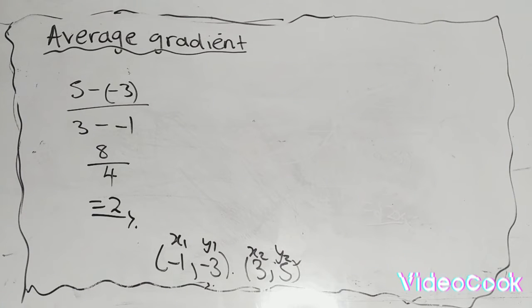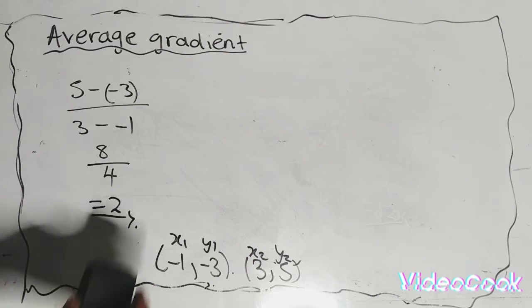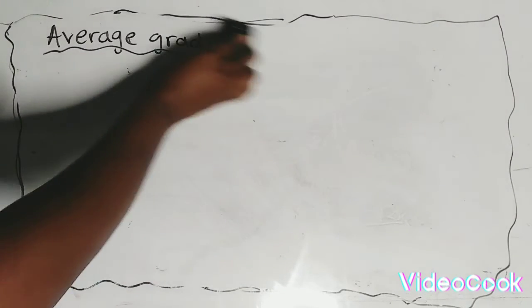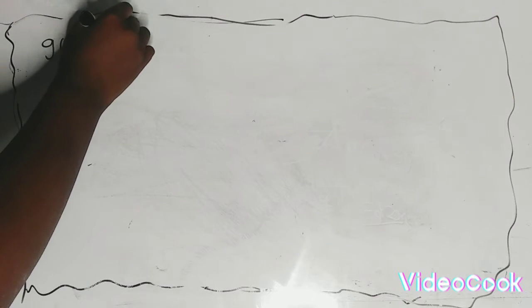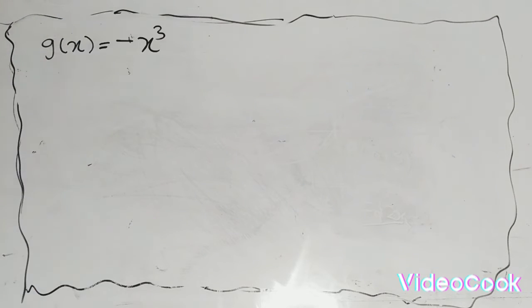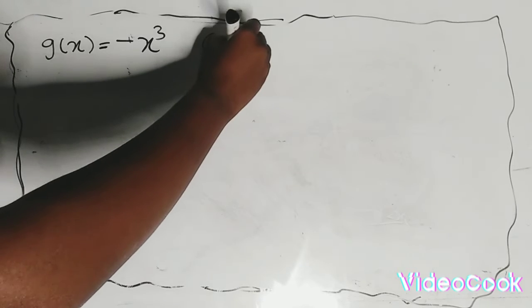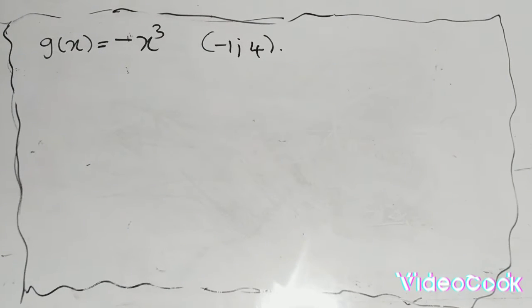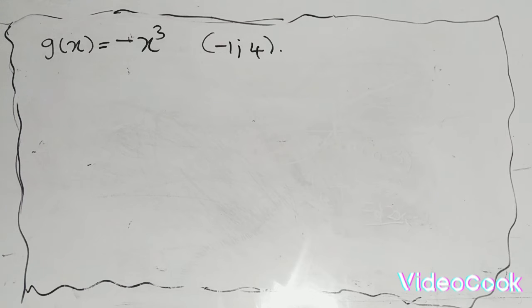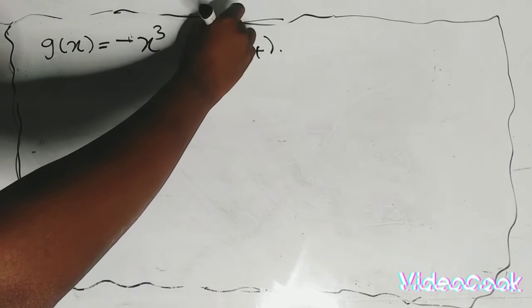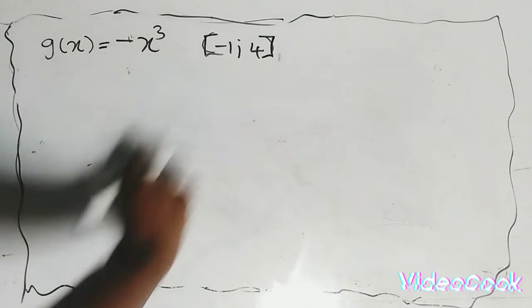Now, our next question says find the average rate of change. The gradient can actually be asked as the average rate of change. So when you hear average rate of change, just know that they are asking for the gradient. In our next question, g of x is equal to a negative x to the power 3, and they said find the average rate of change over the interval minus 1, 4. Those are the x values. Let me put these brackets to show that it's the interval.